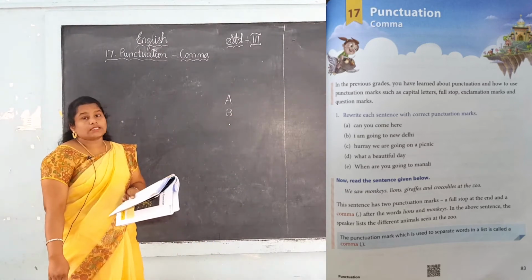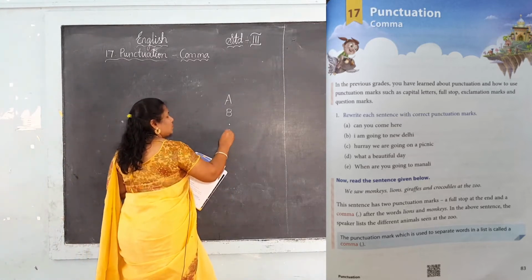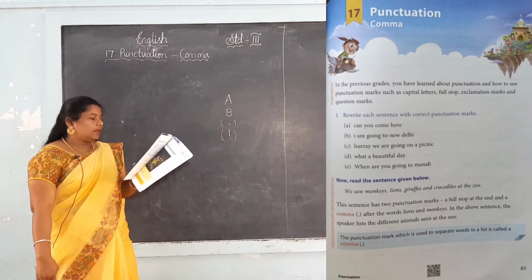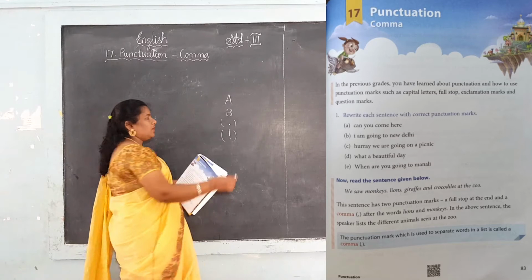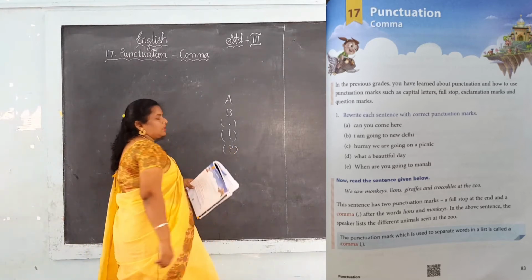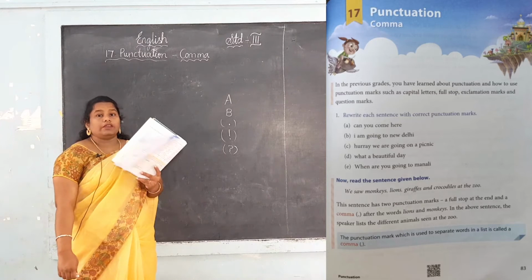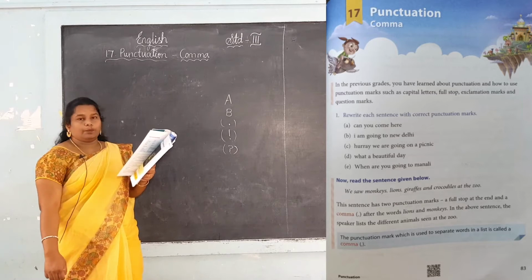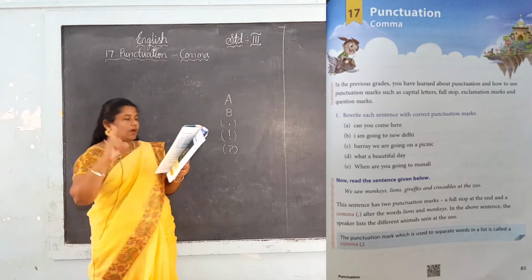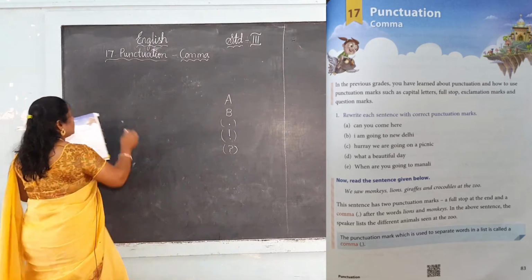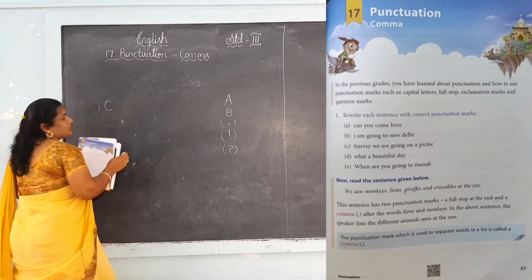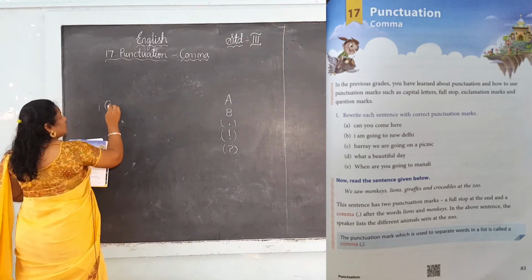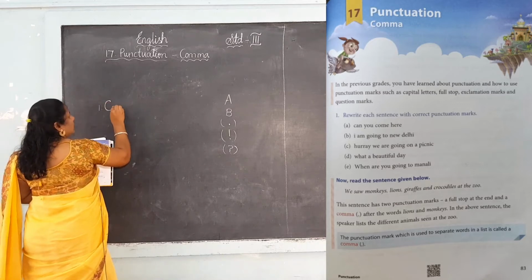Next, exclamation mark. When do we use the exclamation mark? Yes, to express our feeling. Then next one, question mark. What is meant by question mark? When we are asking a question we use question mark. This is the thing we learned in the previous grade. Now rewrite each sentence with correct punctuation marks. First one, can you come here? At the starting of the sentence, the first letter should be capital. So C should be in capital, then can.